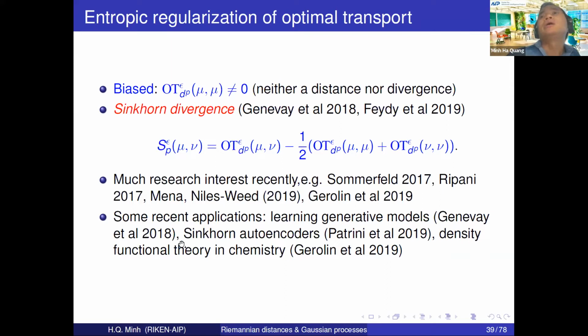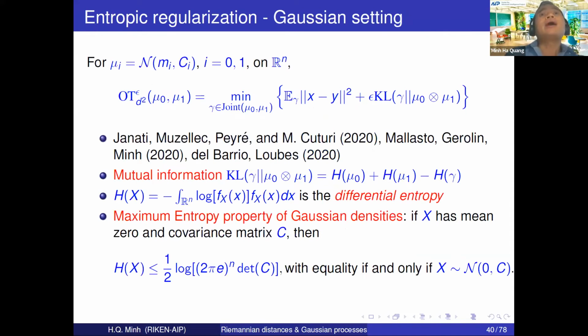It has been studied a lot recently. Let's see how it works out in the Gaussian setting. In the Gaussian setting, the formulas were worked out by various authors less than 2 years ago. So now with the square cost function and two Gaussian measures in R^n, let's look at the KL.